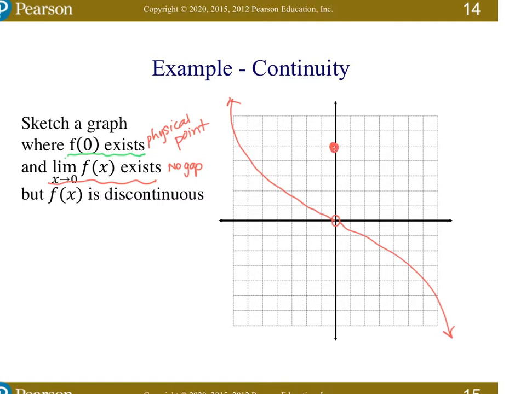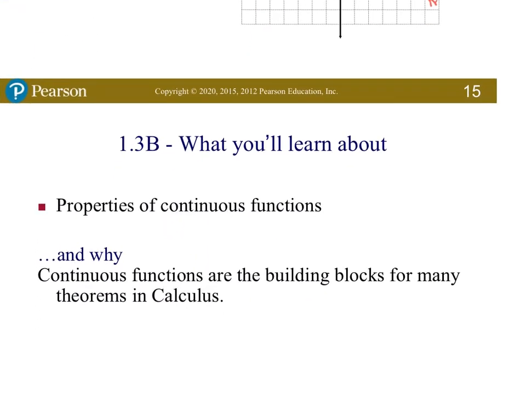Okay, the physical point exists. The limit also exists. There's no gap, but there's still a discontinuity. So this is describing a removable discontinuity situation. There's lots of ways you can create this as well. You can create really however you want as long as you're showing a removable discontinuity. So I could have an upside down parabola, and I could have the removable discontinuity sitting at the origin. That might be another sample. All right, so that finishes up 1.3a.